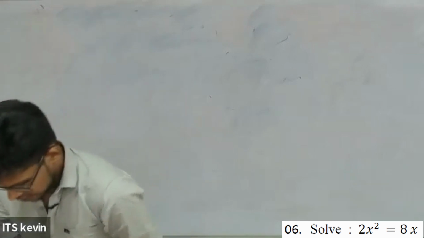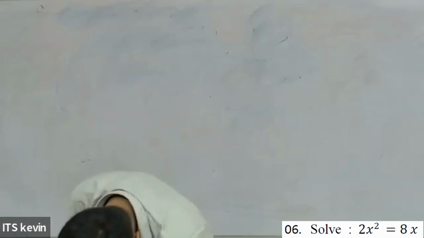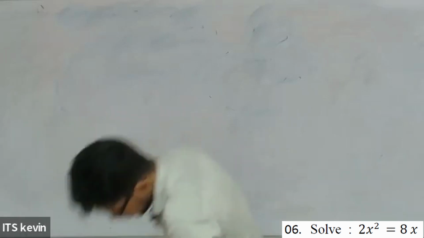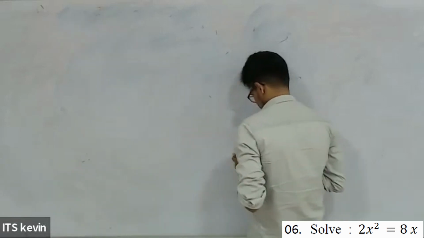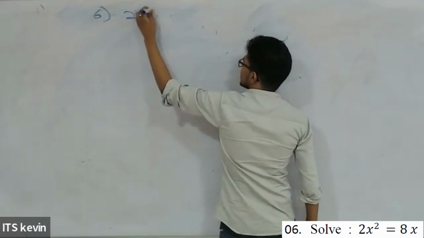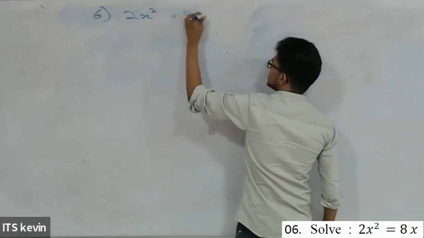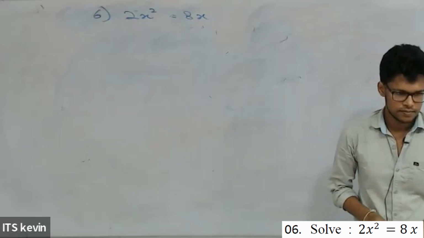Okay, so what is given? 2x squared is equal to 8x. Question number 6: 2x squared is equal to 8x. Okay. Arkam, how did you do?